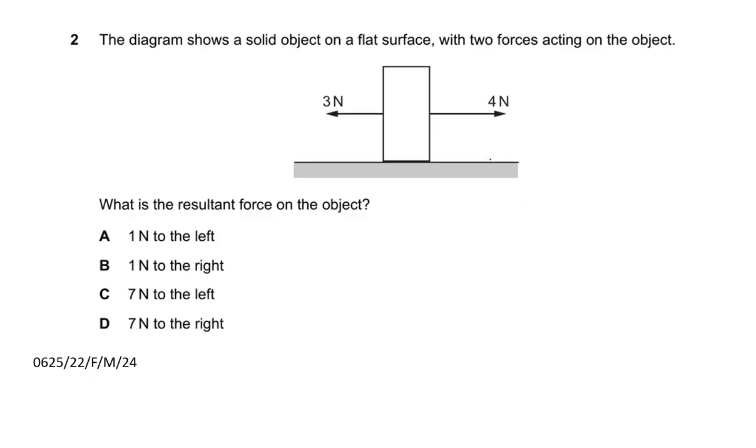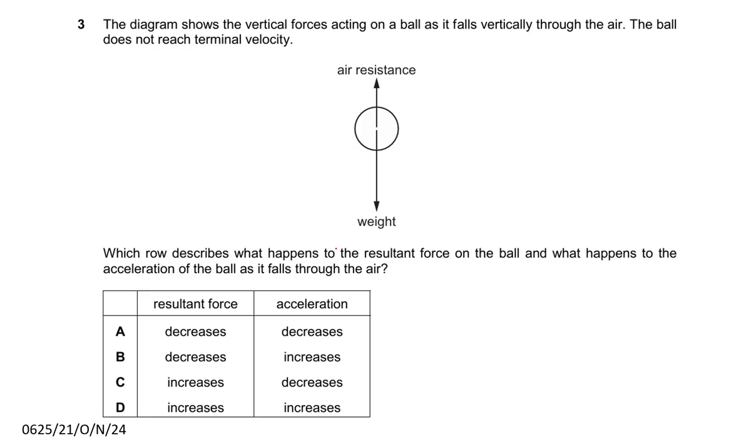The next question, it's very easy. 4 Newton to the right, 3 Newton to the left. What is the resultant force? So 4 minus 3, you have plus 1 Newton. Wherever you get the answer as positive, it is to the right. If it is vertical forces and you get plus, then it is to the top. So 1 Newton to the right.